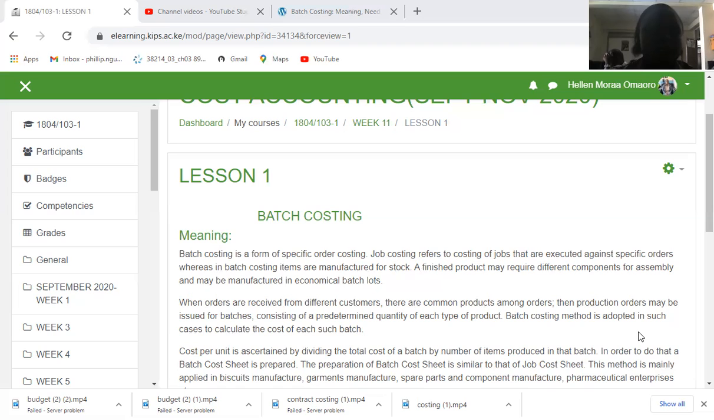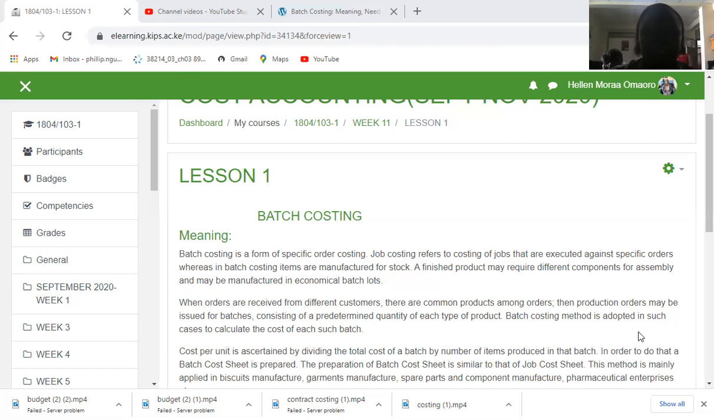Cost per unit is ascertained by dividing the total cost of a batch by the number of items produced in that batch. For you to get the cost of each unit, you divide the total cost of that batch by the number of items produced in that batch. So in order to do that, a batch cost sheet is prepared. The preparation of a batch cost sheet is similar to that of a job cost sheet.